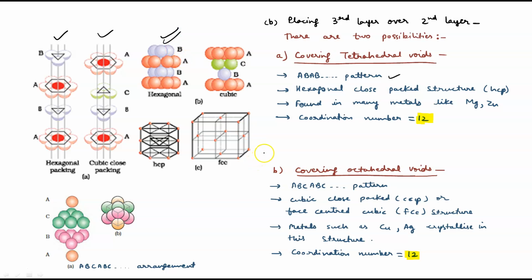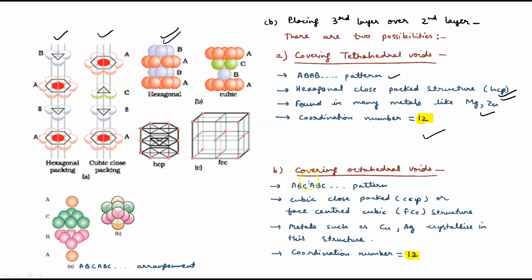Thus, the pattern of spheres is repeated in alternate layers, and we can say we get the AB type hexagonal pattern. This structure is called HCP, hexagonal close packing. In this, the spheres of the third layer are exactly aligned with those of the first layer. So the pattern is AB, AB. This sort of arrangement is found in many metals like magnesium and zinc, and the coordination number is 12. So this is the first possibility, covering the tetrahedral voids.